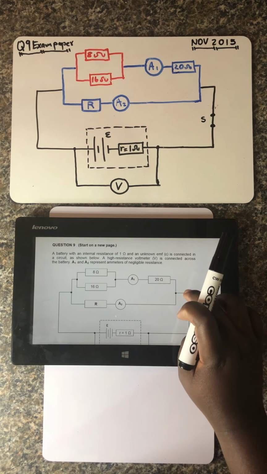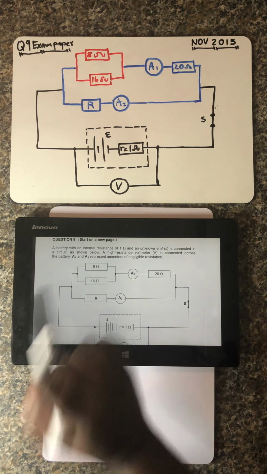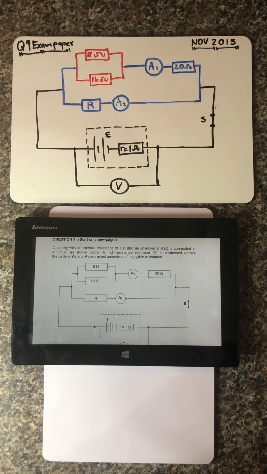So guys, the statement reads as follows: a battery with an internal resistance of 1 ohm and an unknown EMF is connected in a circuit as shown below. A high resistance voltmeter V is connected across the battery. A1 and A2 represent ammeters of negligible resistance. So that is the statement that we're given, and we're also given a circuit below.